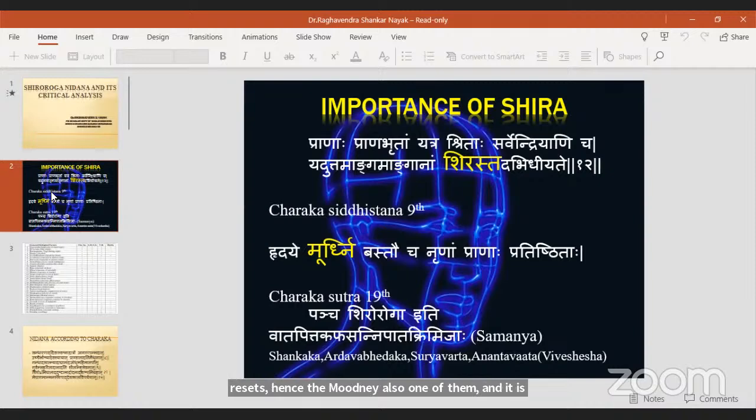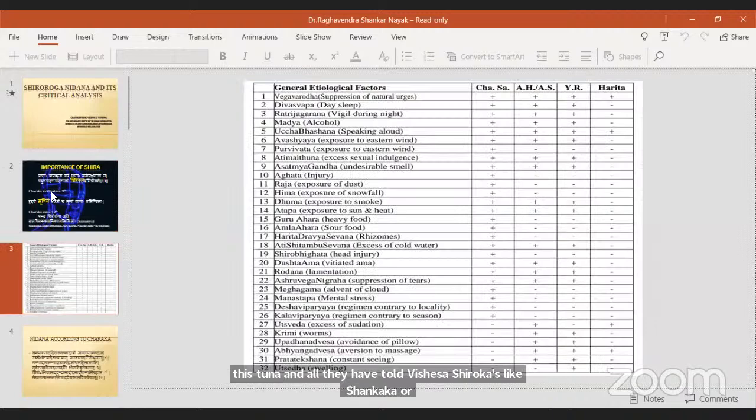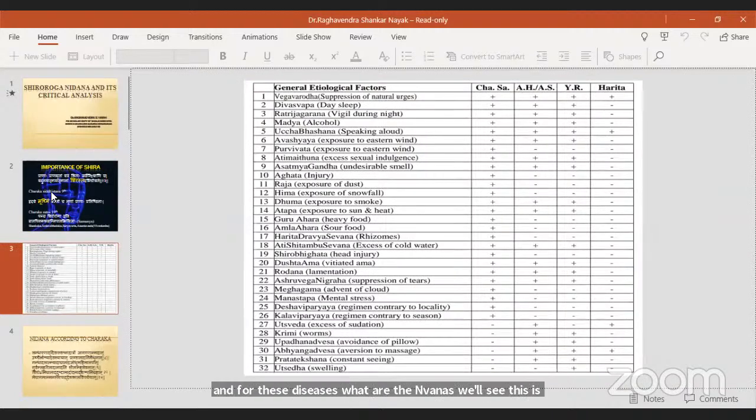And next, there are the Pancha Shirorogas. What are those? Vata, Pitta, Kapha, Sannipata, and Krimija. These are the Samanya. And again, when we see in Charaka Siddhisthana and others, they have told Vishesha Shirorogas like Shankhaka, Ardhavabhedaka, Suryavarta, and Anantavata. These are the Vishesha. And for these diseases, what are the Nidanas? We'll see. This is a chart of what Nidanas lead to a Shiroroga according to the different Acharyas. Next slide.